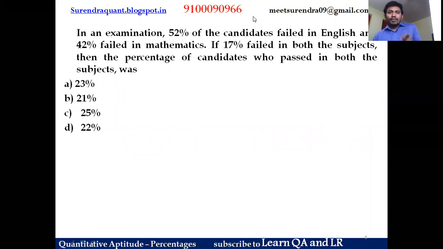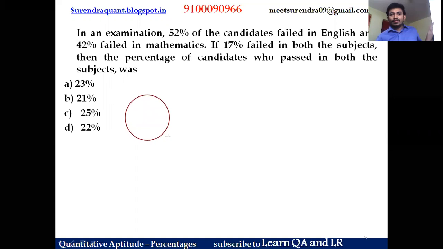Now, the moment you see this kind of question, you must trigger in your mind to draw a simple Venn diagram. So 52% of the students failed in English and 42% failed in math. If 17% failed in both subjects, then the percentage of candidates who passed in both subjects was what? So let us make a simple Venn diagram. This is English. This is math.